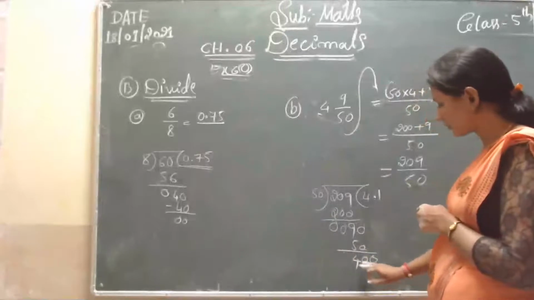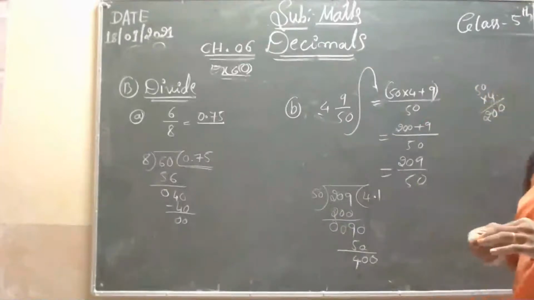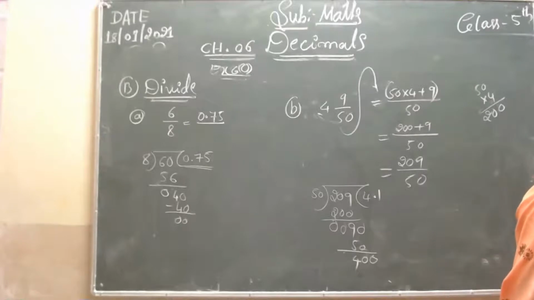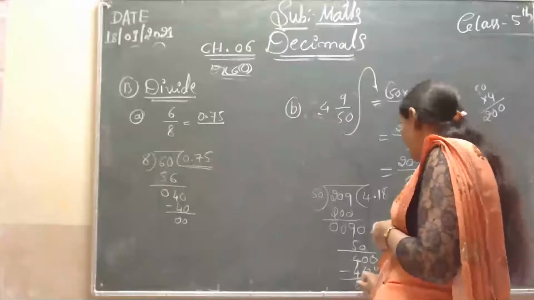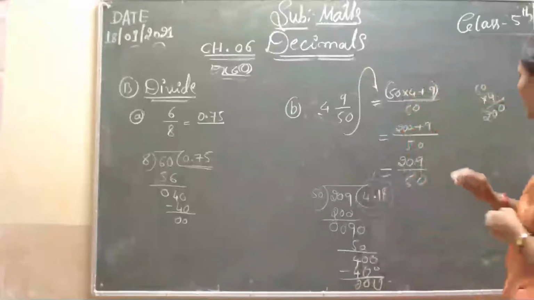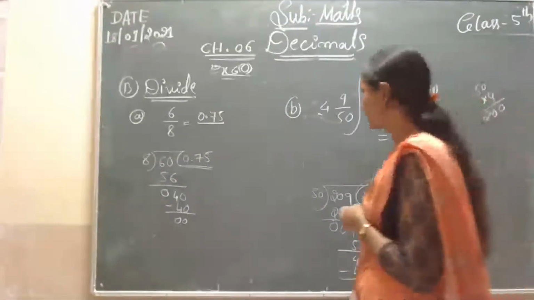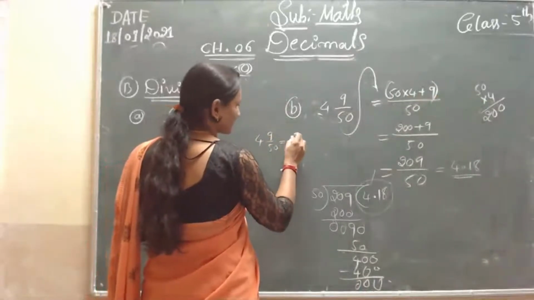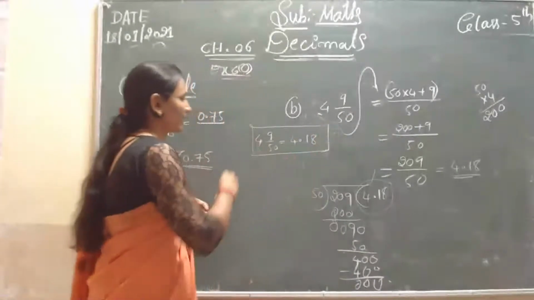Come to 0, students. What is the total value? 400. So you have to search the 50 table for the number nearest to 400. 50 8s are 400. So nothing is left. Students, you have to observe what the quotient value is. So that is 4.18. 4.18 is the answer.